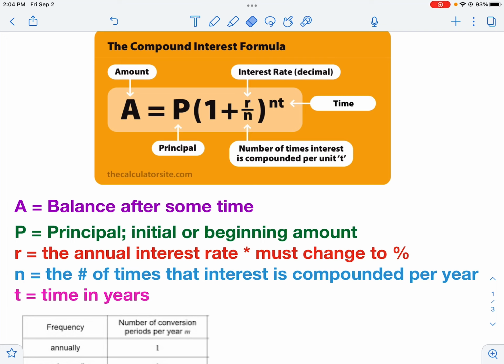Especially from a bank. The interest rate, you're going to know that you put it in as a percentage, but it has to be changed to a decimal, so you have to put it in as a decimal. Know how to do that. Just moving your decimal place 2 spots to the left helps you there.